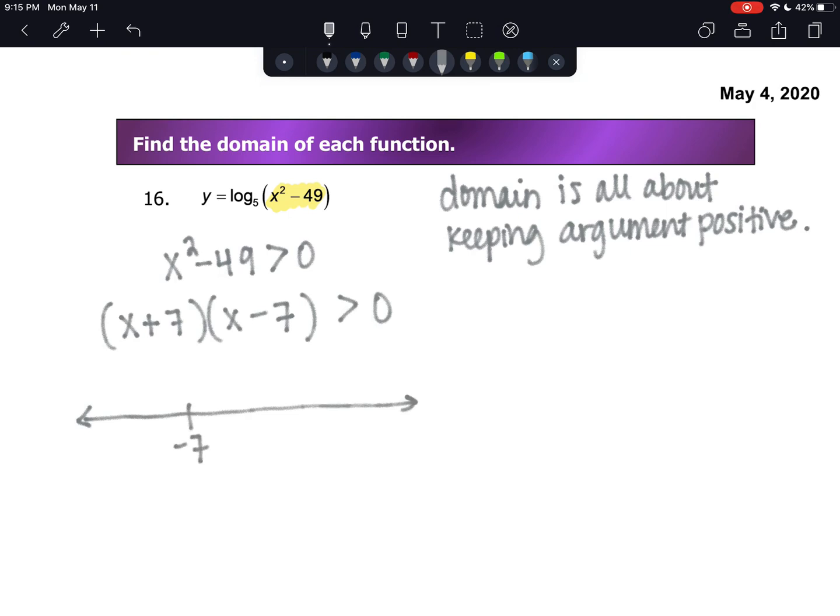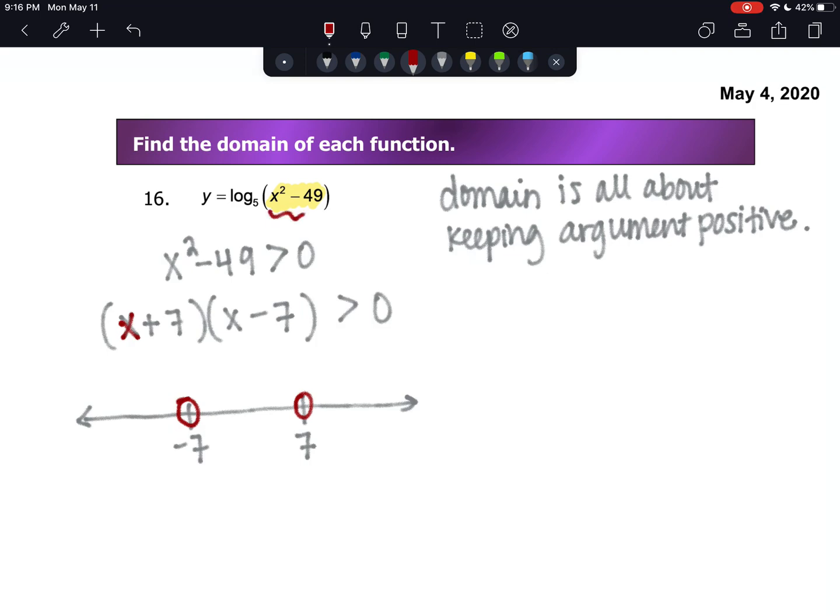Our critical values are -7 and +7. If I put a -7 in, I'm going to get -7 plus 7 is 0. Anything times 0 is 0, and 0 is not greater than 0. So when I put a -7 in, I don't get an output that's greater than 0. And the same happens when I put in +7. So those two values are not going to make the inequality true.